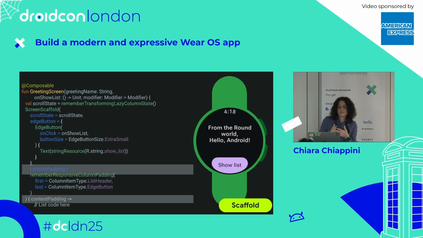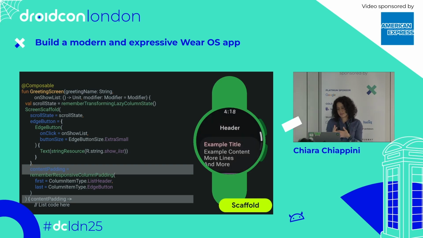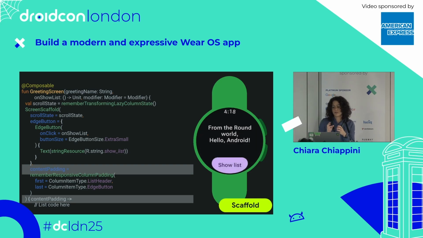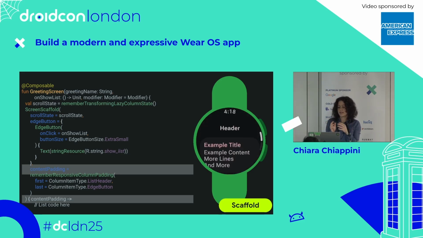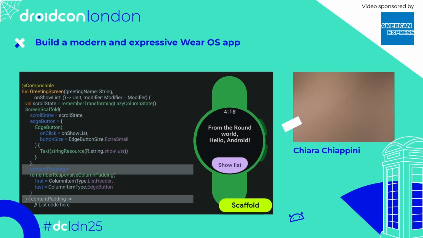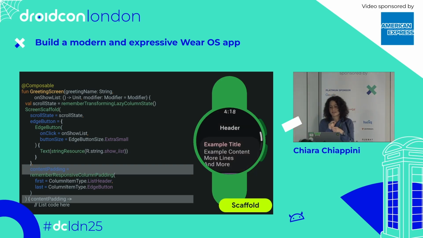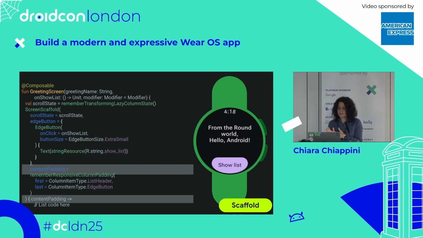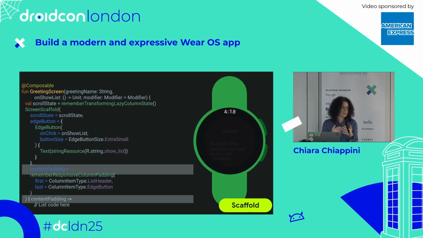The screen scaffold also holds the content padding, which is super important because it's used to apply padding around the main body content of the screen. So the screen scaffold provides the content padding value to its content as a padding values object, and it is best practice for your content, especially if you have lists, to consume this padding.